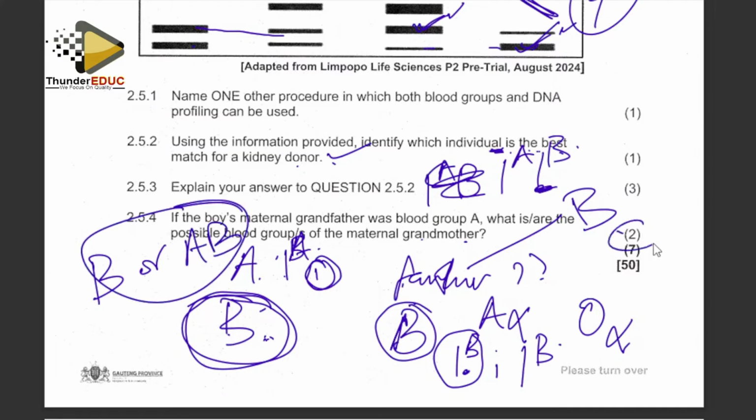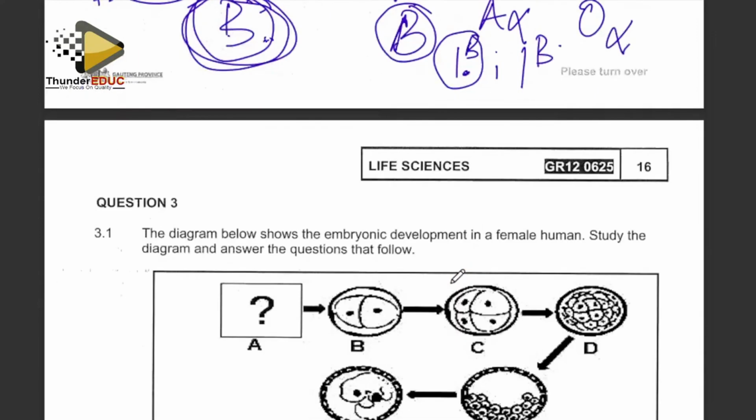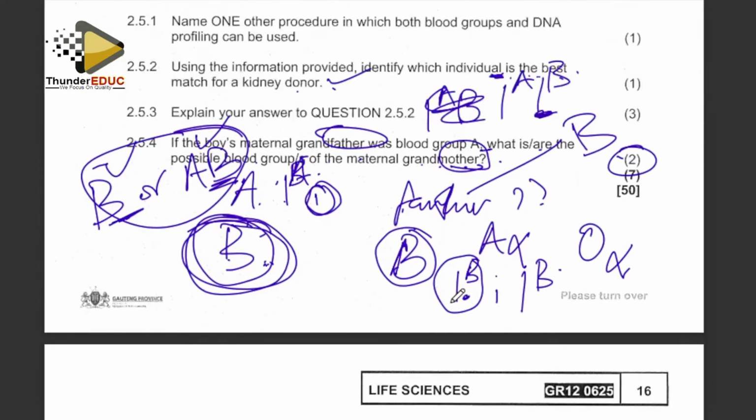Oh, that's why even it's 2 marks here. So you get 2 marks there. A or blood group AB, because they're asking what is the possible blood group of the grandmother, because the grandfather, yes, is blood group A. So basically, to produce blood group B, the grandmother should be either blood group B or blood group AB, so that you're able to produce blood group B. All right, thank you. 7 marks.